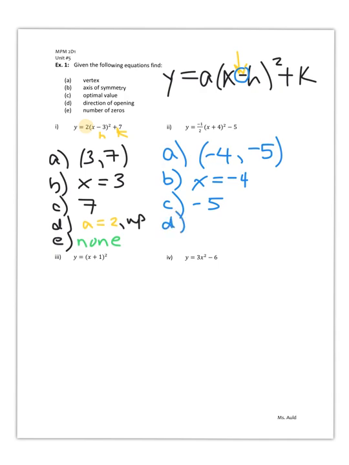My D, if I take a look at my a value right in front, I have a negative 1/2. So a equals negative 1/2. So that means it's going to open down. And part E is how many zeros are we going to have? So let's think about this one. So I'm going to have my vertex at negative 4 and negative 5 and opening down. So none again. Okay. Let's go to the next one.